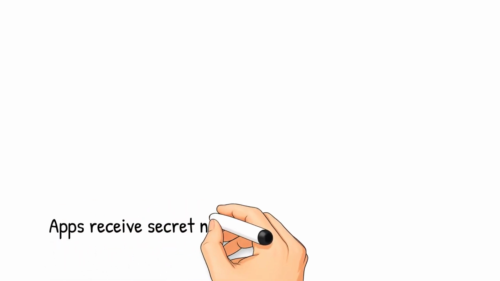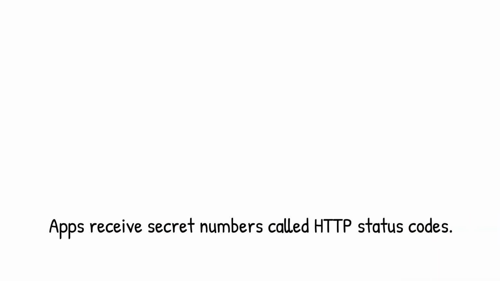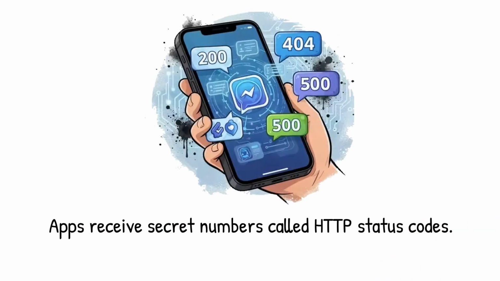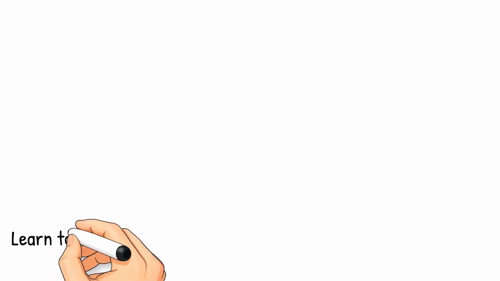Every time you use an app, it's quietly getting secret little numbers back that you never see. 200, 404, 500. These are called HTTP status codes, and once you understand them, you'll instantly know whether something worked or exactly why it broke. Let me show you how.